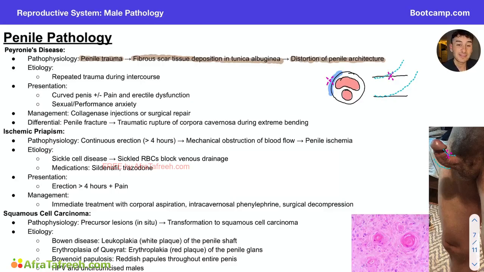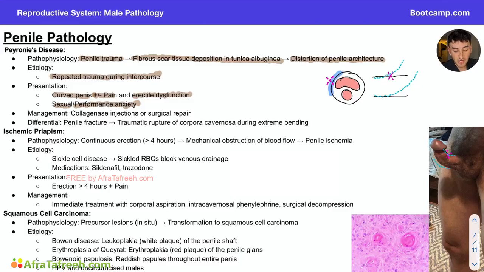And so classically, this is going to present as a sexually active male who comes into clinic complaining of a curved or a painful penis every time he gets an erection. This can lead to performance anxiety or inability to get erections, or if they do get erections, it's going to be painful. And so, like I said, the etiology here is going to be repeated trauma during intercourse, the presentation, a curved penis plus or minus pain, as well as possible erectile dysfunction. This can lead to sexual and performance anxiety.